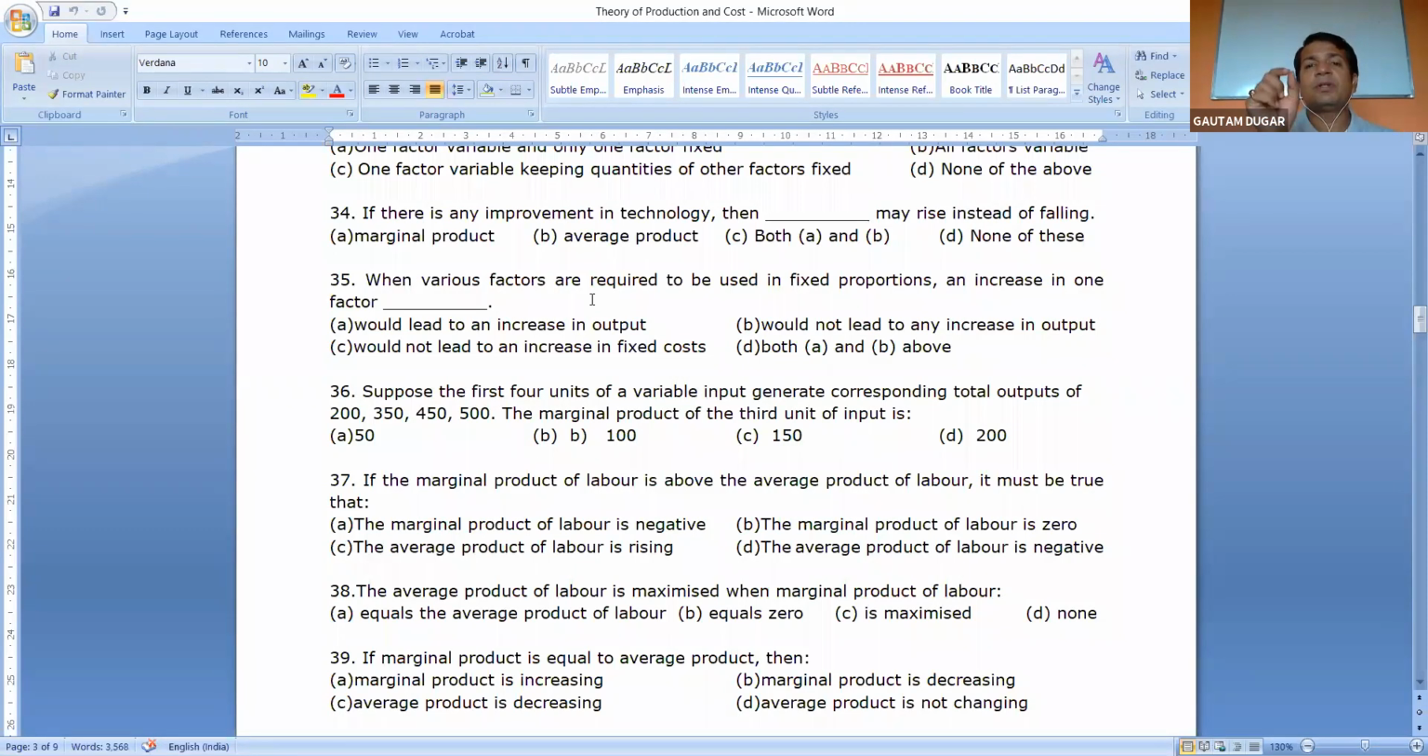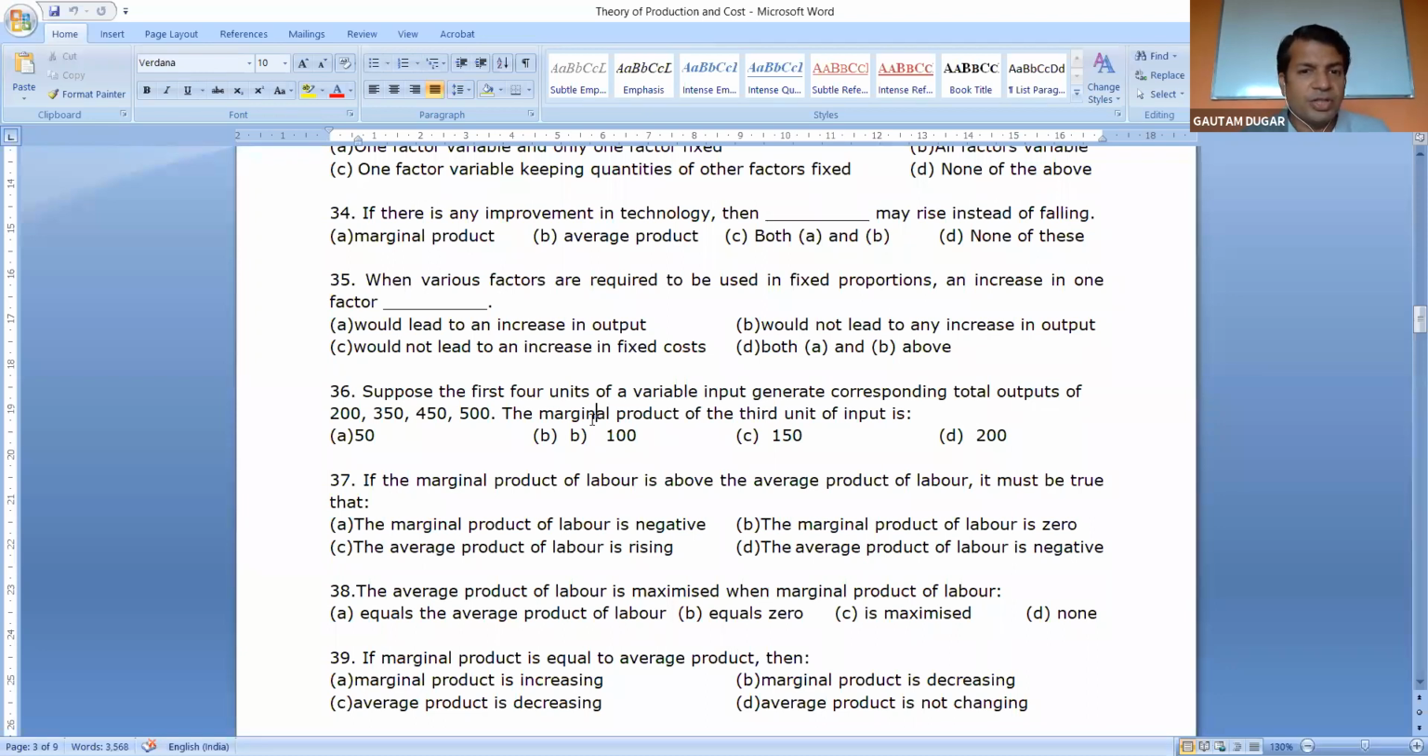Because if the nature of production is such that in order to increase the production, we have to increase all the factors in a fixed proportion. Look at the question. When various factors are required to be used in fixed proportion, what does it mean? If I am increasing one factor, I need to increase the other factor as well, otherwise production will not increase. If that is the system, then by increasing only one factor, we will not get any increase in output.